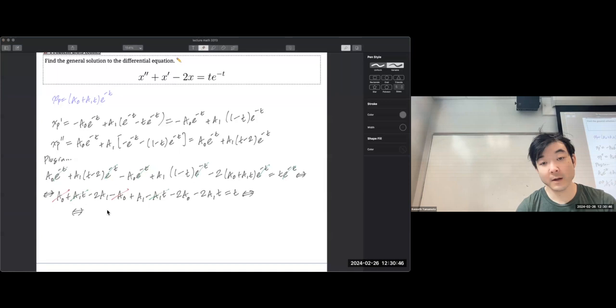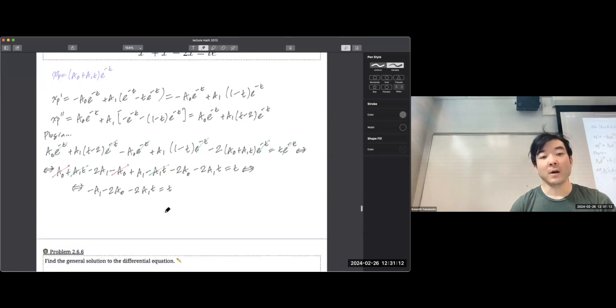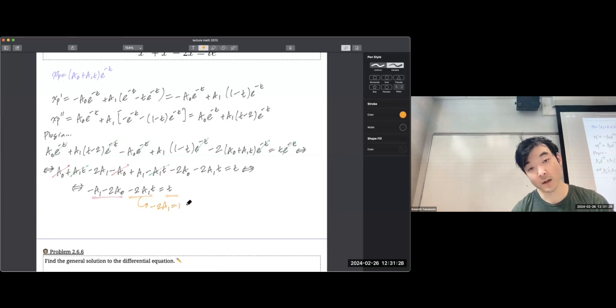So we're left with, I'll just say that we have, so there's a minus 2a1, there's a plus a1, that becomes a minus a1, there's a minus 2a naught, and then there's a minus 2a1t is equal to t. All right, so that's all we have. Then we want to match, so we're going to say this has to match with that, and then this has to vanish. So from the orange one, we get negative 2a1 has to equal 1. Therefore, your a1 has to equal negative half.